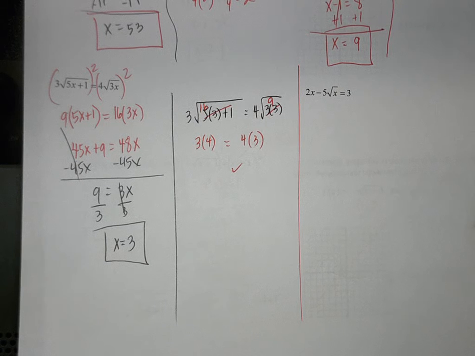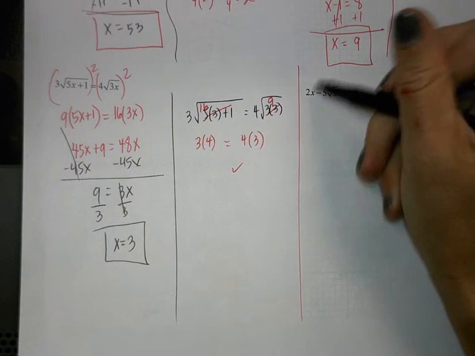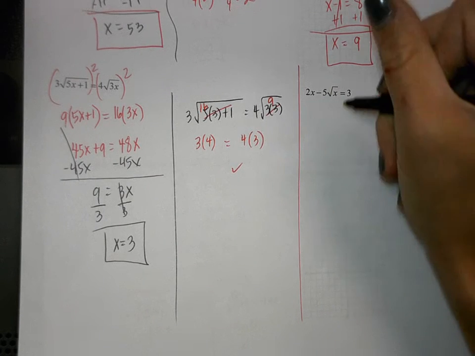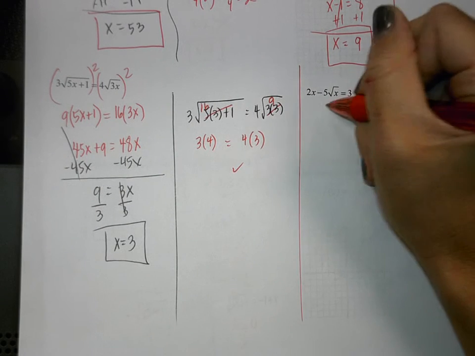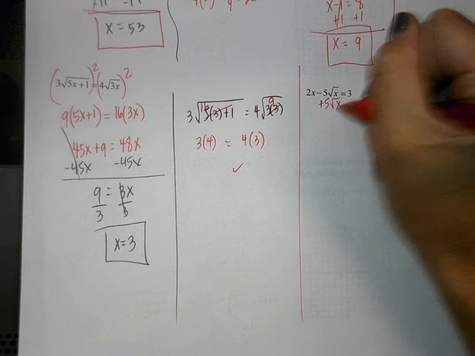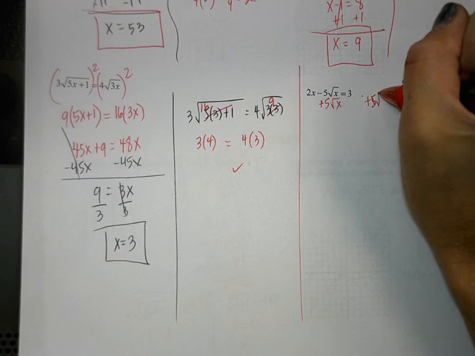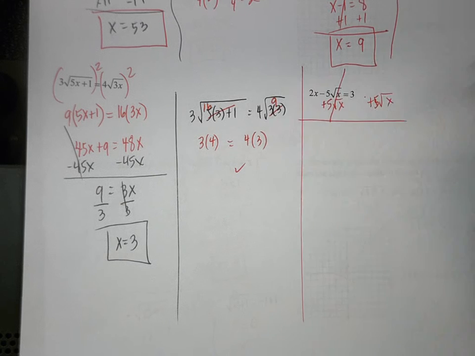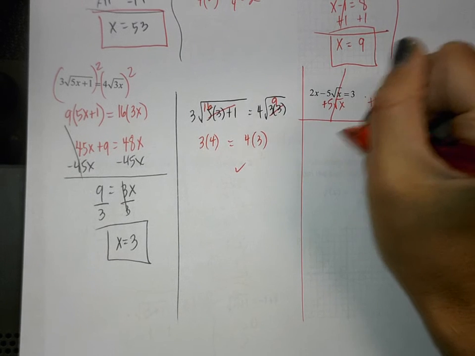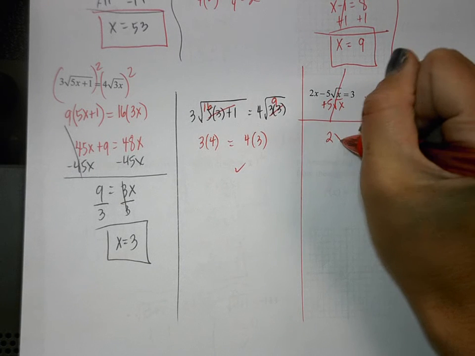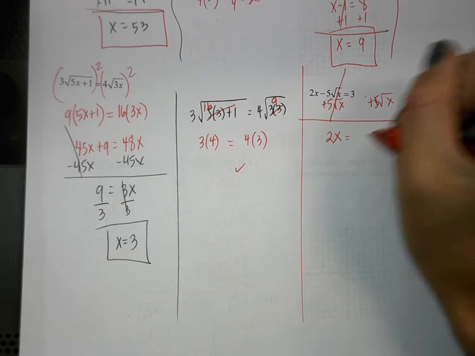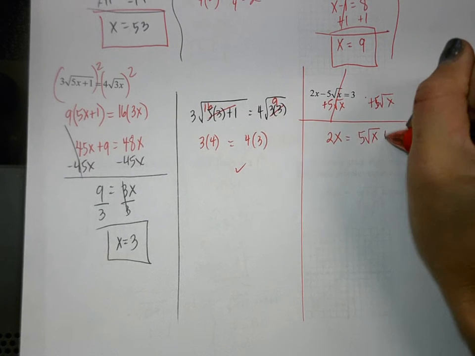Yeah, we could subtract 2x from both sides. I personally think, though, that it might be easier to make this positive. So could I instead add 5 root x to both sides? Yes. I'm just trying to make it a little easier. I'm just going to write this out, though. So we'd have 2x equals 5 root x plus 3.